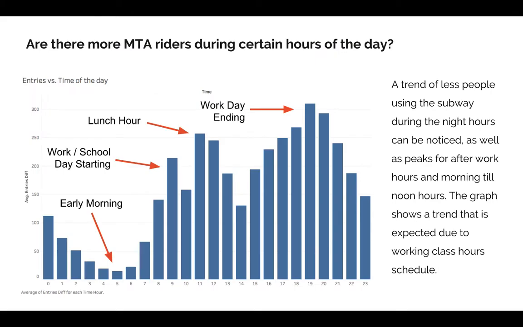Looking at the graph, we can see that there are 3 peak or rush hours. The first one is when people go to work or school around 9 a.m. The next one is when people go for their lunch during their breaks, which is around 11 a.m. And the last one starts around 4 p.m., when people start going home from work.